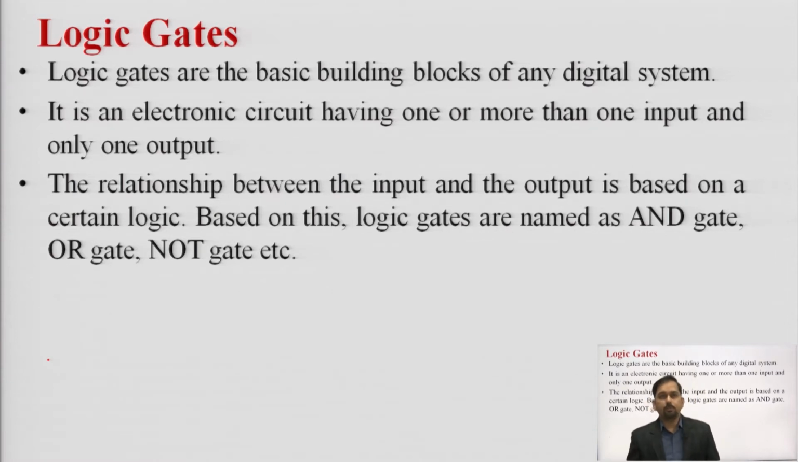Based on this logic, the gates are named as AND gate, OR gate, NOT gate. We will see further. NAND gate is also there, NOR gate is also there, XOR and XNOR. These gates are used in digital circuits or digital systems to implement applications. We can implement a combinational circuit, we can implement a sequential circuit. So we will be using these.